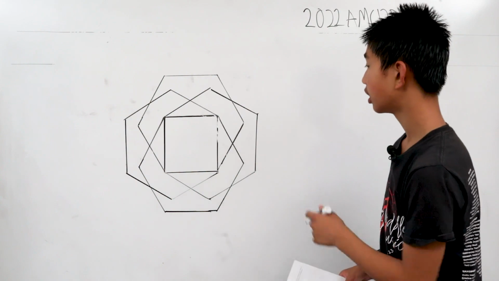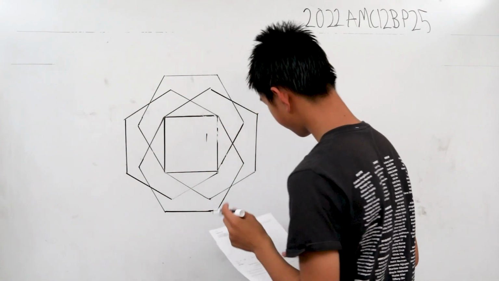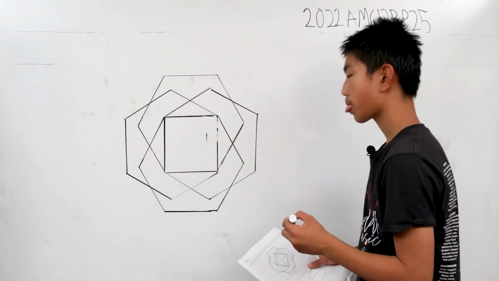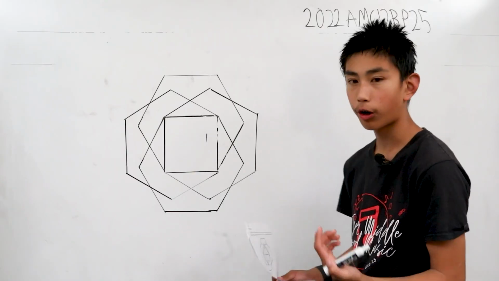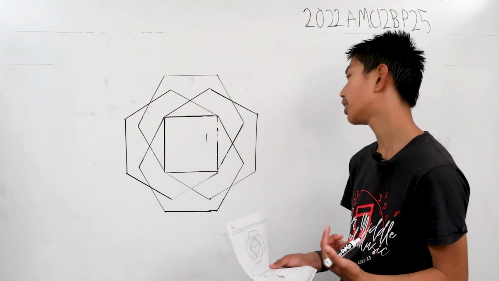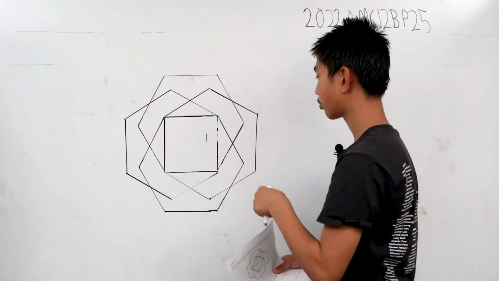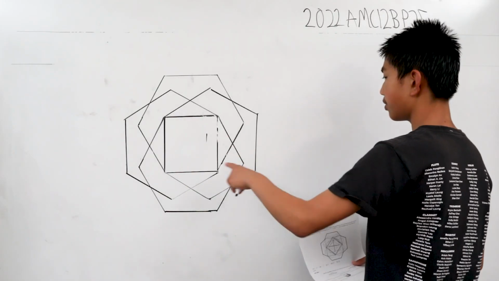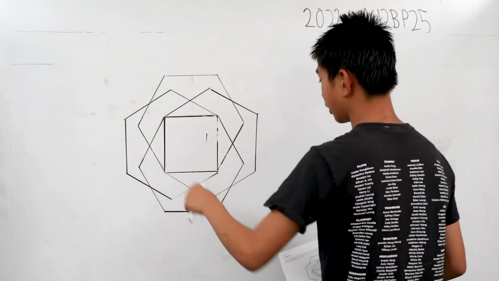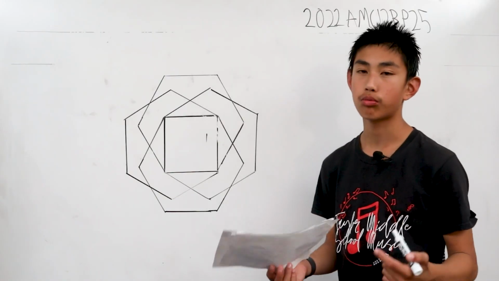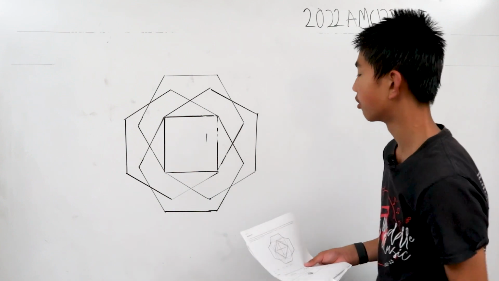So we have this shape here, and we know that the smaller square has side length 1. In the problem, it describes four hexagons, each rotated 90 degrees on some face of the square. So if there's this hexagon here with these 6 points, and since the problem states they are regular hexagons, we know that all of these side lengths are just going to be 1.